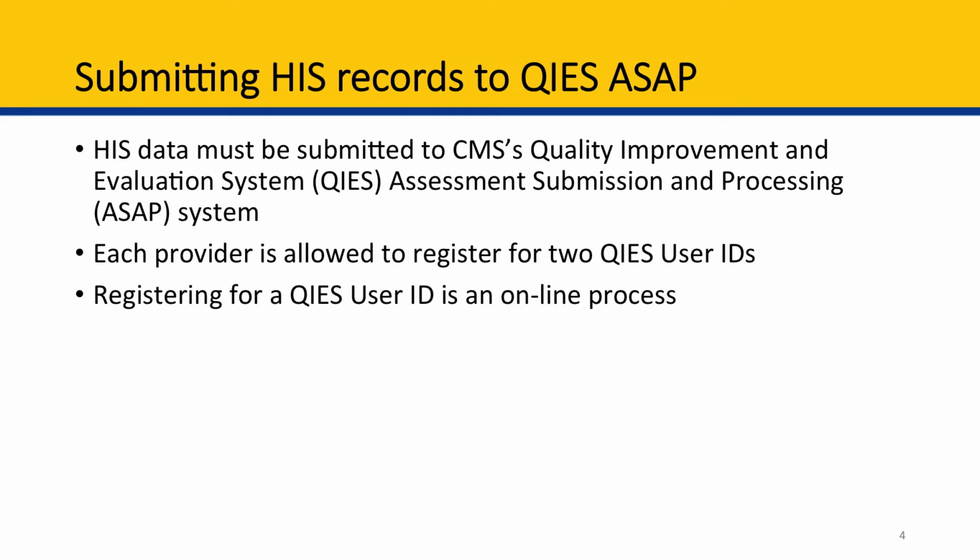Prior modules in this series have focused exclusively on collecting the necessary HIS data and completing HIS records. But what comes after data collection and record completion? After data collection and record completion, you must submit HIS data to CMS's QIES ASAP system. Each provider must create electronic HIS records and submit them via approved software that meets certain specifications. There are several technical links at the end of this module that will help providers to register for a QIES user ID and get started with their HIS submissions. Providers can register for 2 QIES user IDs.